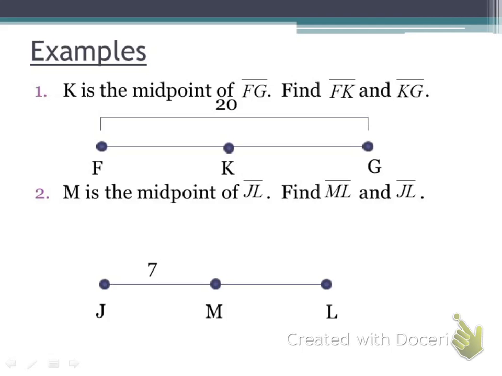Make sure you label them just as I have them. The entire segment on the first one is 20, and then the second one, just the small segment on the left, is 7. That will definitely change the way we do the problem.